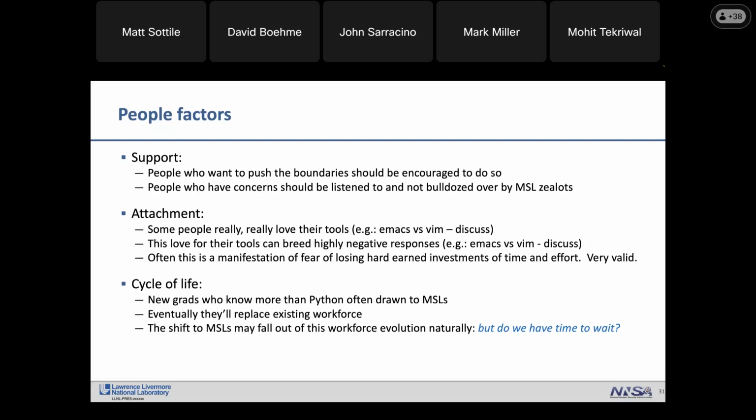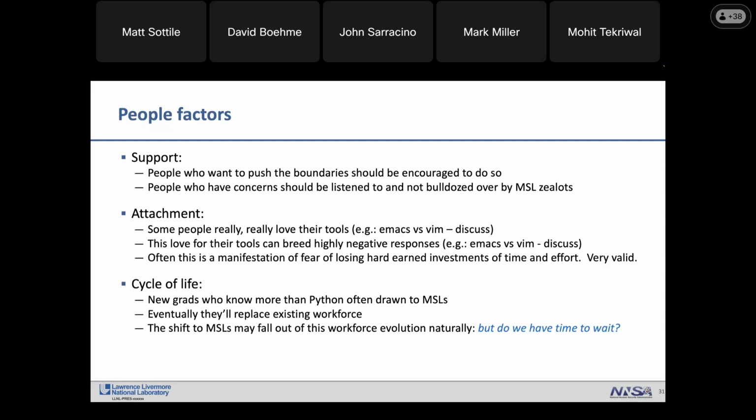The other thing is people tend to really love their tools, like really love their tools. We see this a lot in the editor wars. And this love for the tools can often breed pretty negative responses. When you have somebody like a C++ developer who gets very defensive about what they think they can do with C++, we need to treat this as something where a big shift in technology like this that we're asking for is asking people to give up a lot of hard-earned investment that they made in learning these things.